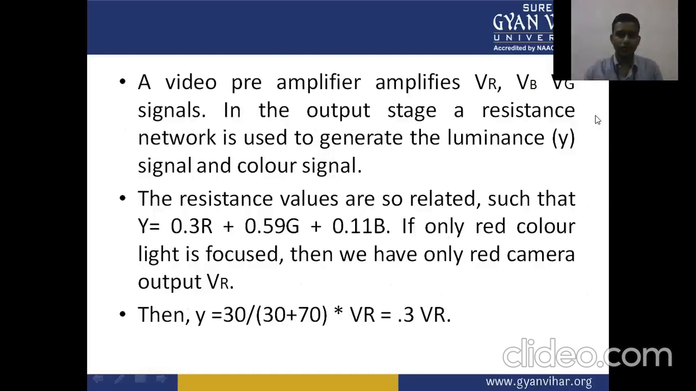The resistance values are related such that the luminance signal Y equals 0.3 R plus 0.59 G plus 0.11 B. If only red color light is focused, then we have only the red camera output VR. Then Y equals 30 upon 30 plus 70, that is 0.3 VR. So this is the equation for the value of the luminance signal.